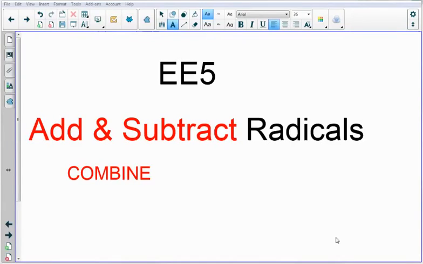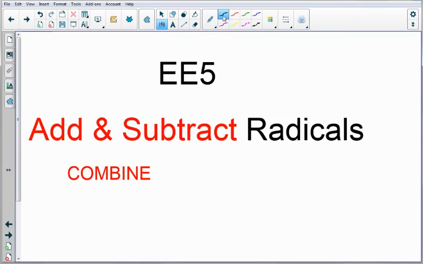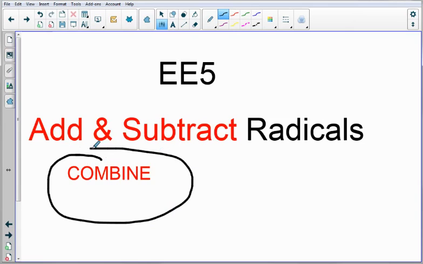Okay, everyone, welcome back. And what we're doing now is we are going to add and subtract radicals. First, we learned to simplify them, then we learned how to multiply them, and now we're going to combine them. And as you might remember, combining is adding and subtracting. So adding and subtracting is the same thing as combining. That's what it means, add and subtract.